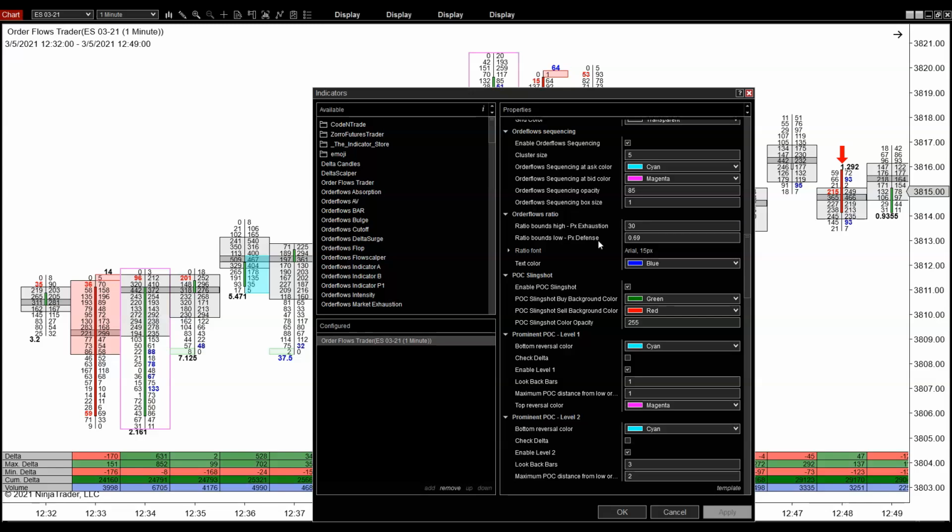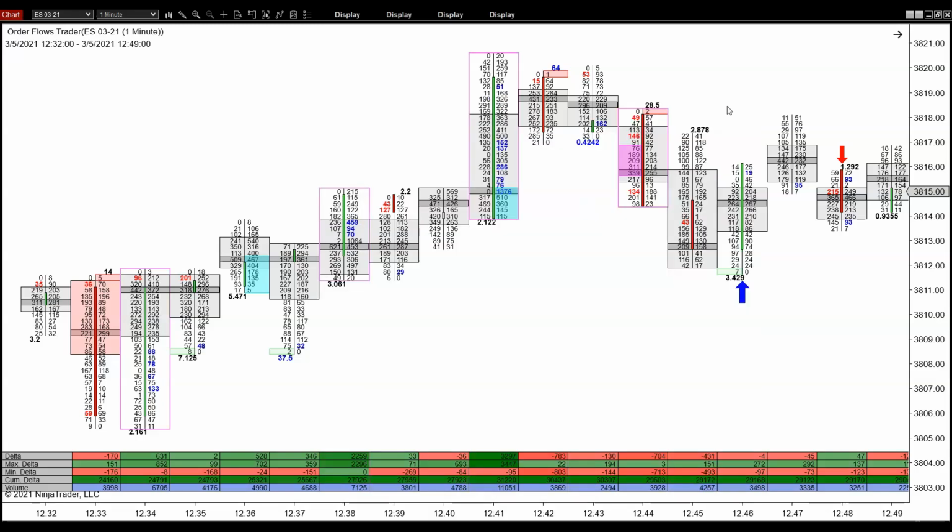Now, ratio bounds low indicates price defense. It's set to 0.69, but the range is 0.69 to 0. It's not going to be negative ever. The lowest it could go is 0, okay? When it's price defense or ratio bounds low, it's telling you there's supportive buying. There's somebody theoretically defending a price level. They don't want the market to come down through that level, right? Now, price exhaustion, obviously, is going to be a high number, right?